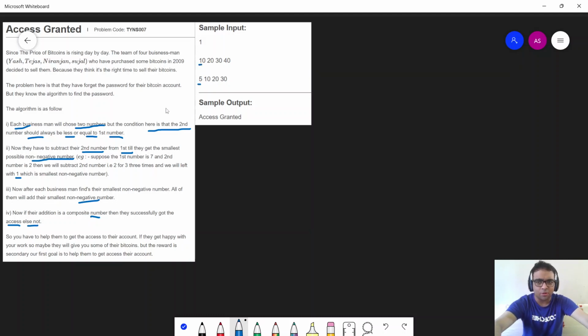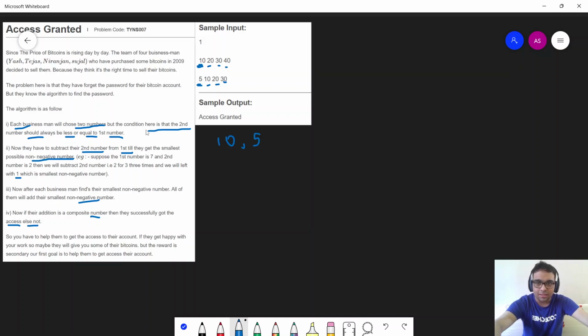Let me demonstrate these four steps on this sample test case. Consider each number here: 10 goes with 5. Each man will choose two numbers, so one number chosen is 10, and one number chosen is 5.